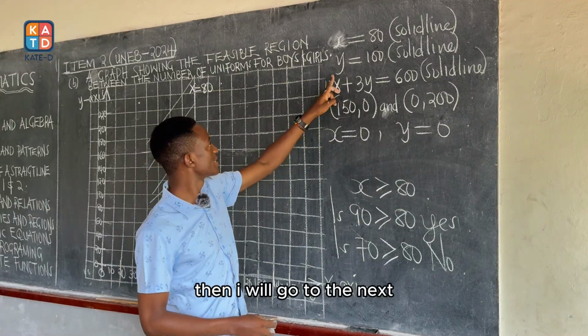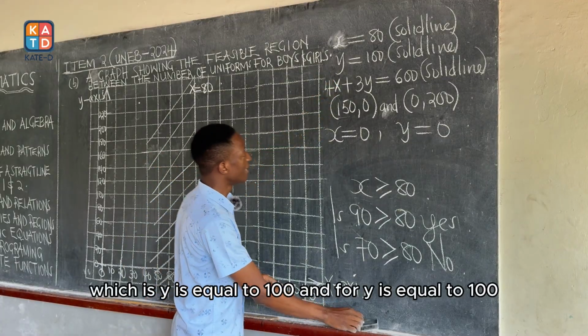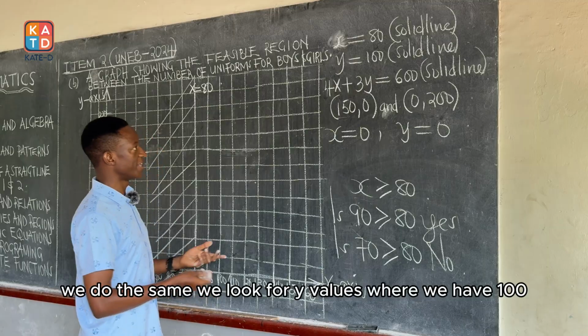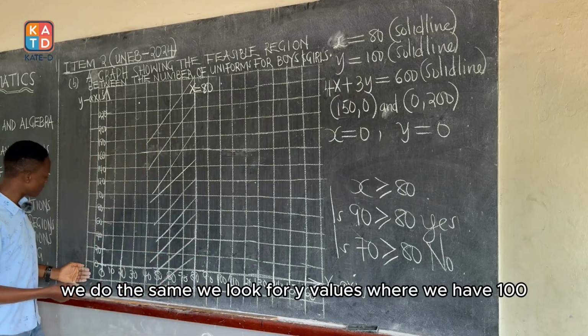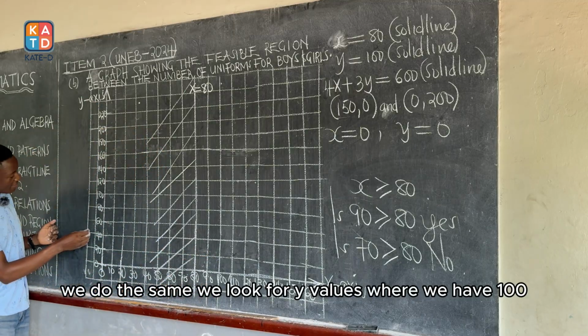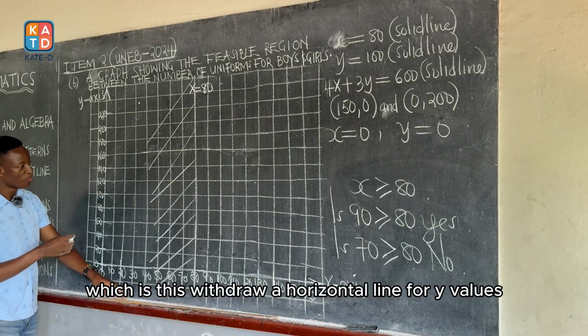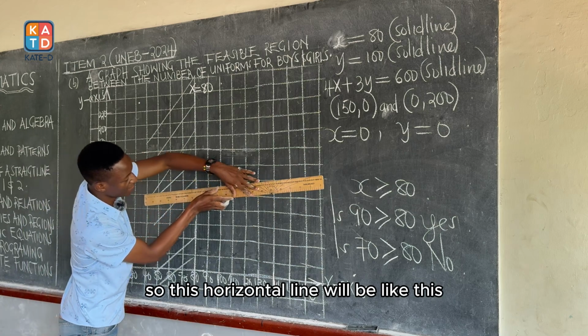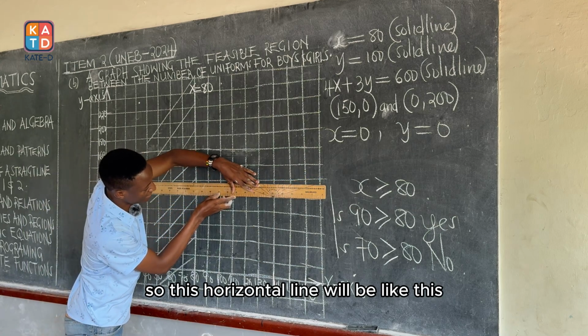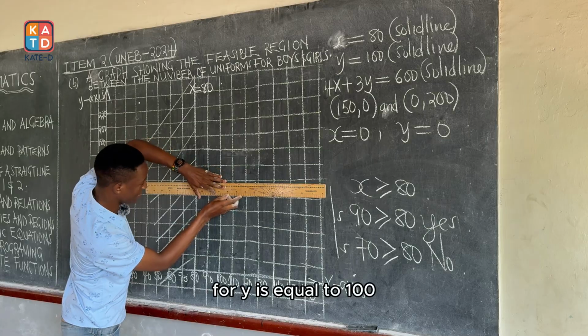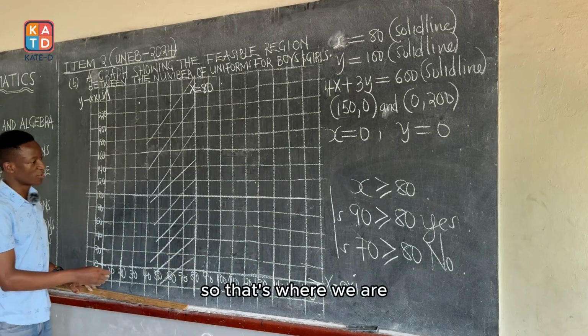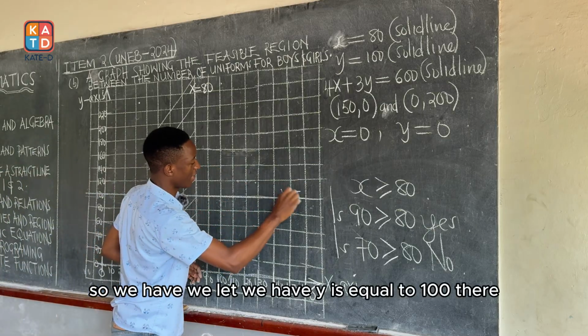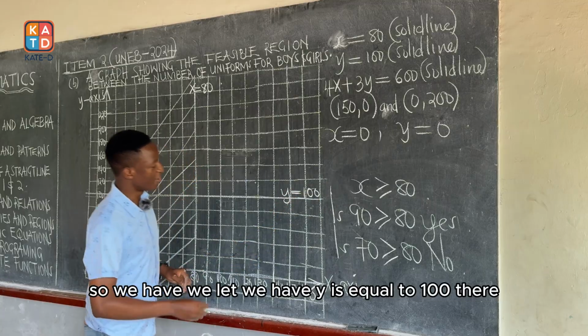Then now we go to the next, which is y is equal to 100. For y is equal to 100, we do the same. We look for y values. Where we have 100, we draw a horizontal line for y values. So this horizontal line will be like this, for y is equal to 100. So we have y is equal to 100 there.